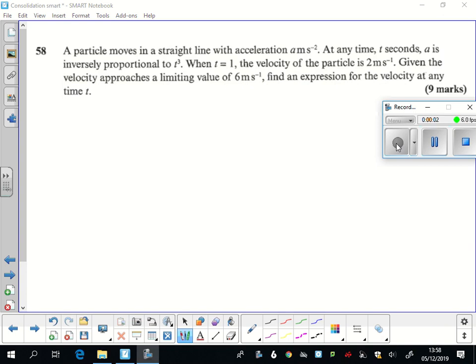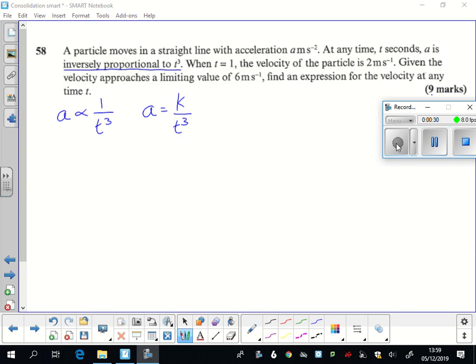Question 58. You might be worried seeing a 9 marks here that this is going to be incredibly difficult, but I think it's okay if you can just take each step at its time. First thing is to read this. Inversely proportional to t cubed. So acceleration is proportional to 1 over t cubed. Or acceleration is equal to k over t cubed.